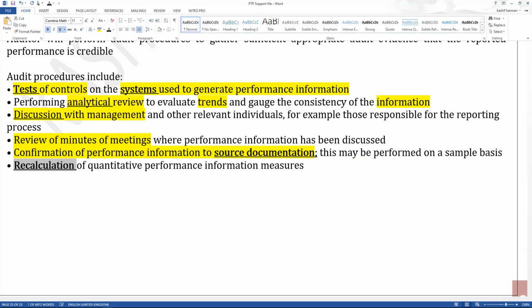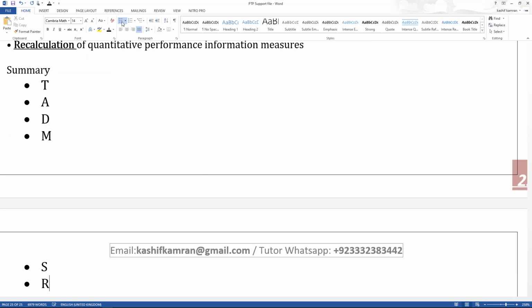These are more or less the same procedures you use in the overall paper. These are common procedures, right? Which need to be tailored to the context of the case study. So you can apply the test of controls, the analytical procedures, the discussions, you can review the minutes, you can do the source document, and you can do the recalculation, right? So if you can just make a summary, we have lots of procedures. T, the test of control, A, the analytical procedure, D, the discussion, M, the minutes of the meeting, S, the source document, and R, the recalculation.